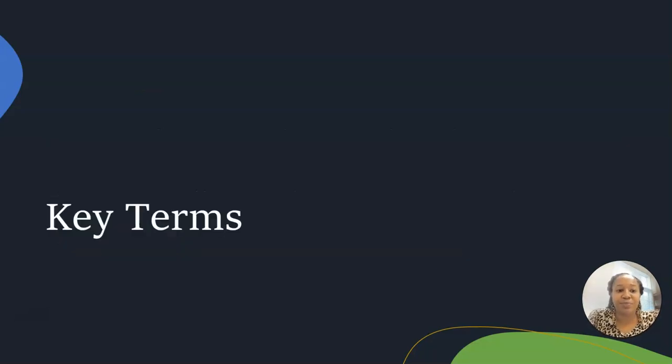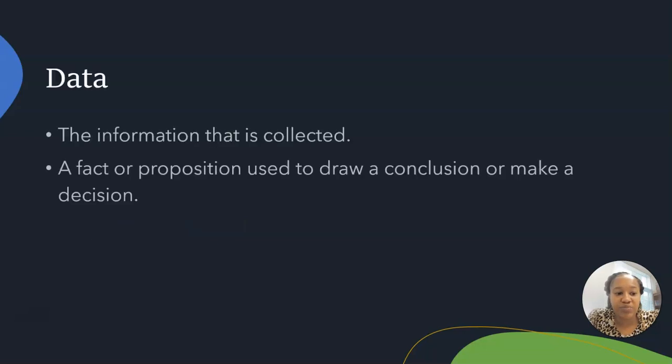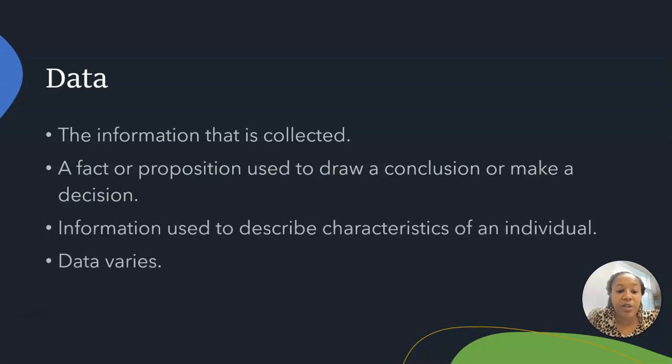There's a lot that can happen with that information that they collected, which is what we'll talk about in the future. Here are some key terms that you will need to know that we will discuss throughout this entire course. First is data. Data is the information that is collected. So the information that you collect, that's the data. It's also described as a fact or proposition used to draw a conclusion or make a decision. Information used to describe characteristics of an individual is another way that data is described.